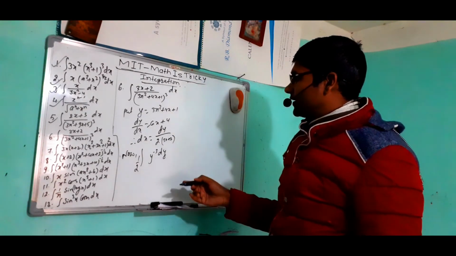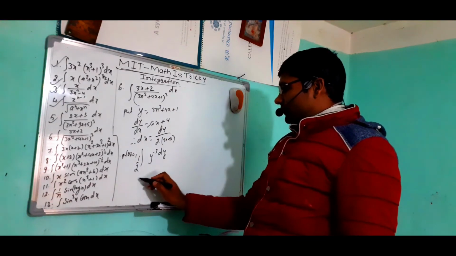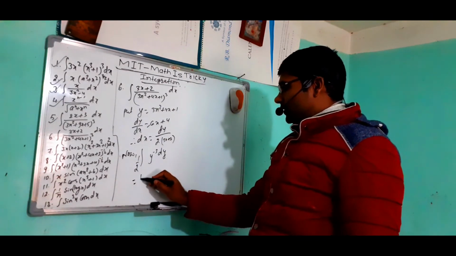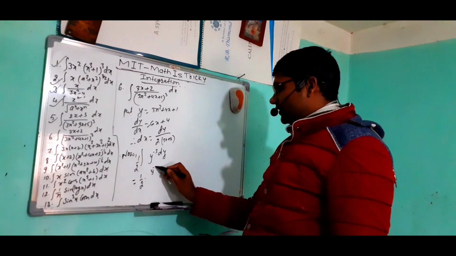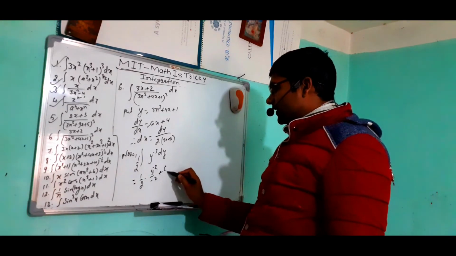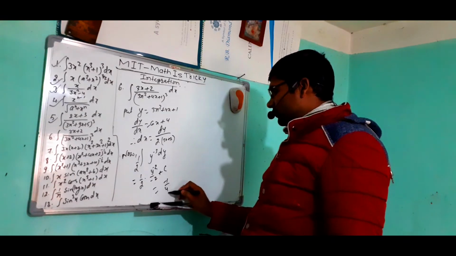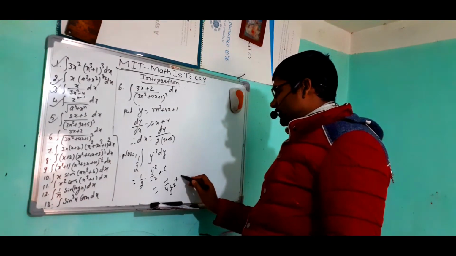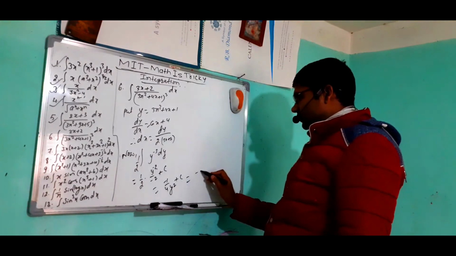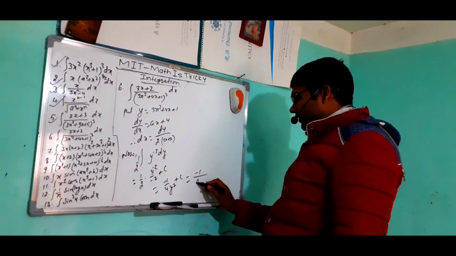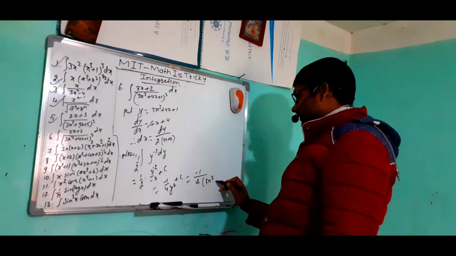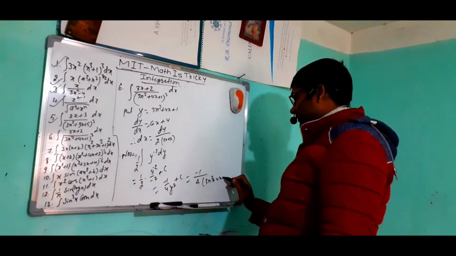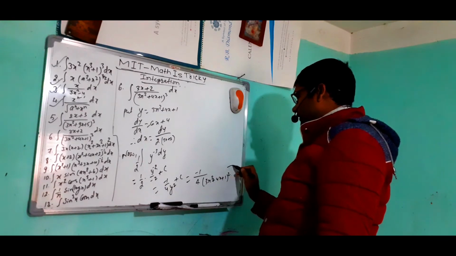So for this we will be getting 1 by 2, and by the formula it will be minus 2 by minus 2, plus c, and it gives the answer minus 1 by 4, y square, plus c. And if you substitute for y, its answer is minus 1 by 4, y square, meaning 3x square plus 4x plus 1, square, plus c.